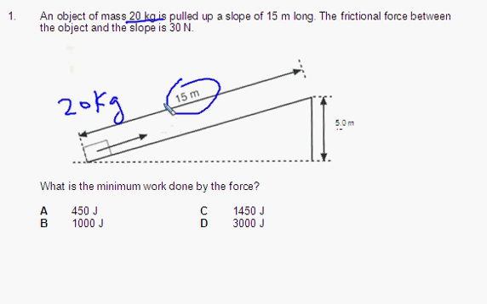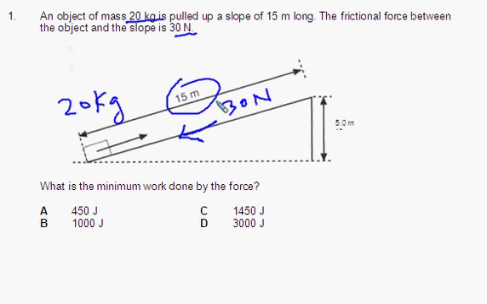The frictional force between the object and the slope is 30 Newton. This information is not in the diagram, so it's good to add it on. Frictional force will oppose the motion. If the object is trying to move up the slope, the direction of the frictional force has to be opposite in direction. So I'll use the arrow to indicate along the slope area, and it's opposite in direction to the motion. So this is 30 Newton. It's good to include all these things before you start solving the question.